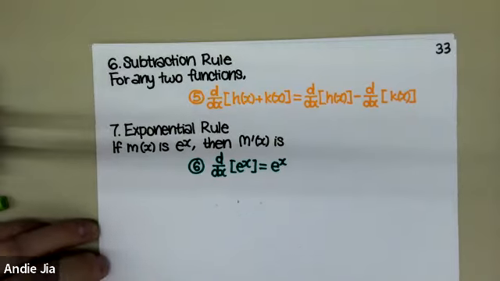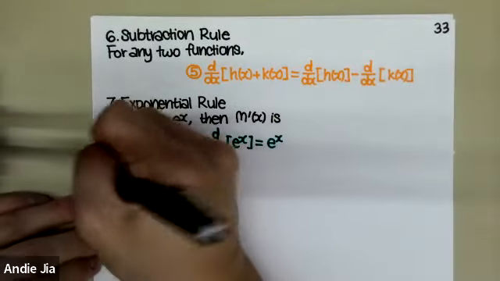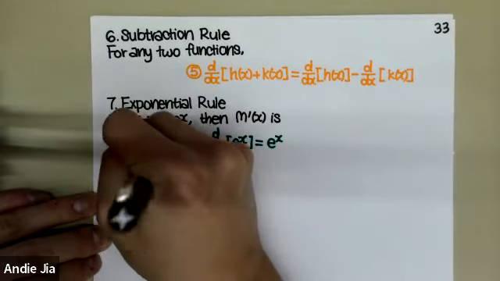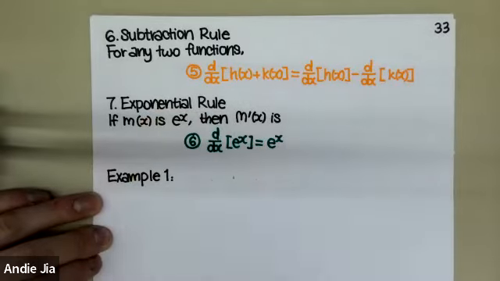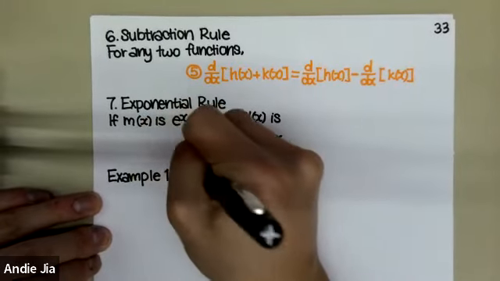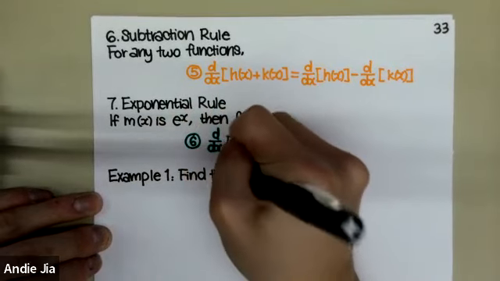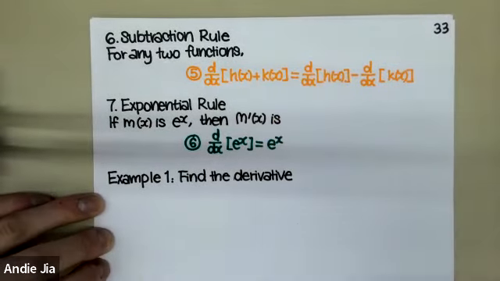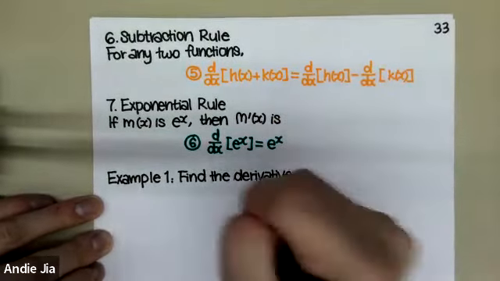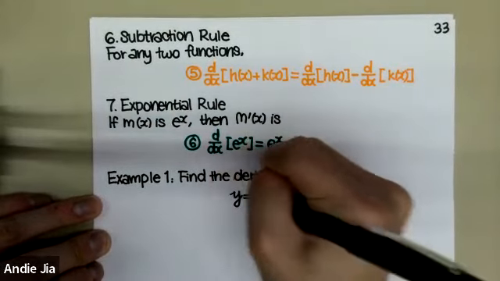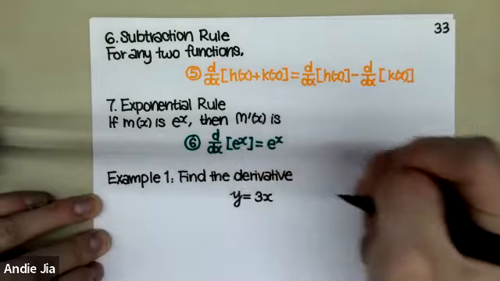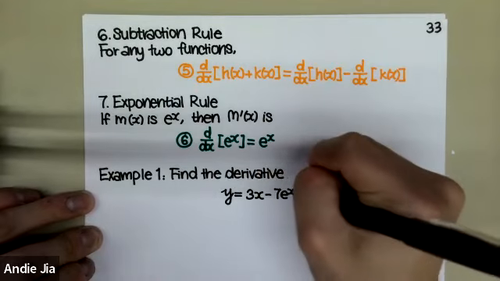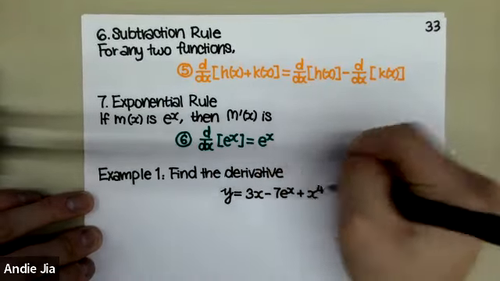Let's do some examples here. Example 1. Find the derivative of y equals 3x minus 7e to the x plus x to the 4th.